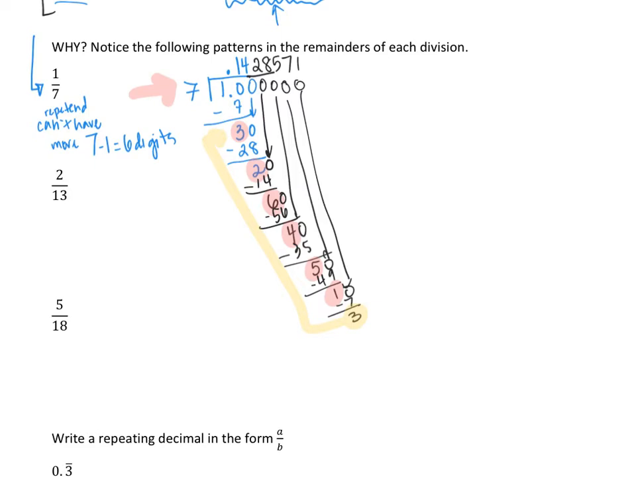So the pattern that's repeating is the 142857. That's our repetend, and it has a total of 6 digits in it. And we could not have more than that because those numbers that I highlighted, the 3, 2, 6, 4, 5, 1, are the only possible remainders when we divide by 7, because if we had anything bigger, then we could go in a few more times. So these are the only possible remainders.